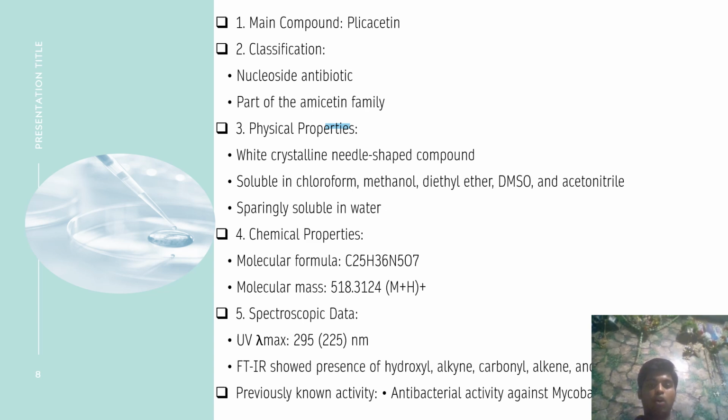Plicacetin showed broad-spectrum antibiotic activity against drug-resistant bacteria like MRSA and VRE. It also showed activity against fungal phytopathogens like Fusarium oxysporum and Alternaria brassicicola. Basically, this study was the first to demonstrate plicacetin's antimicrobial properties against these specific bacteria and fungi. Its mechanism of action: plicacetin causes cell deformation and lysis in bacteria, likely by disrupting cell membrane integrity.